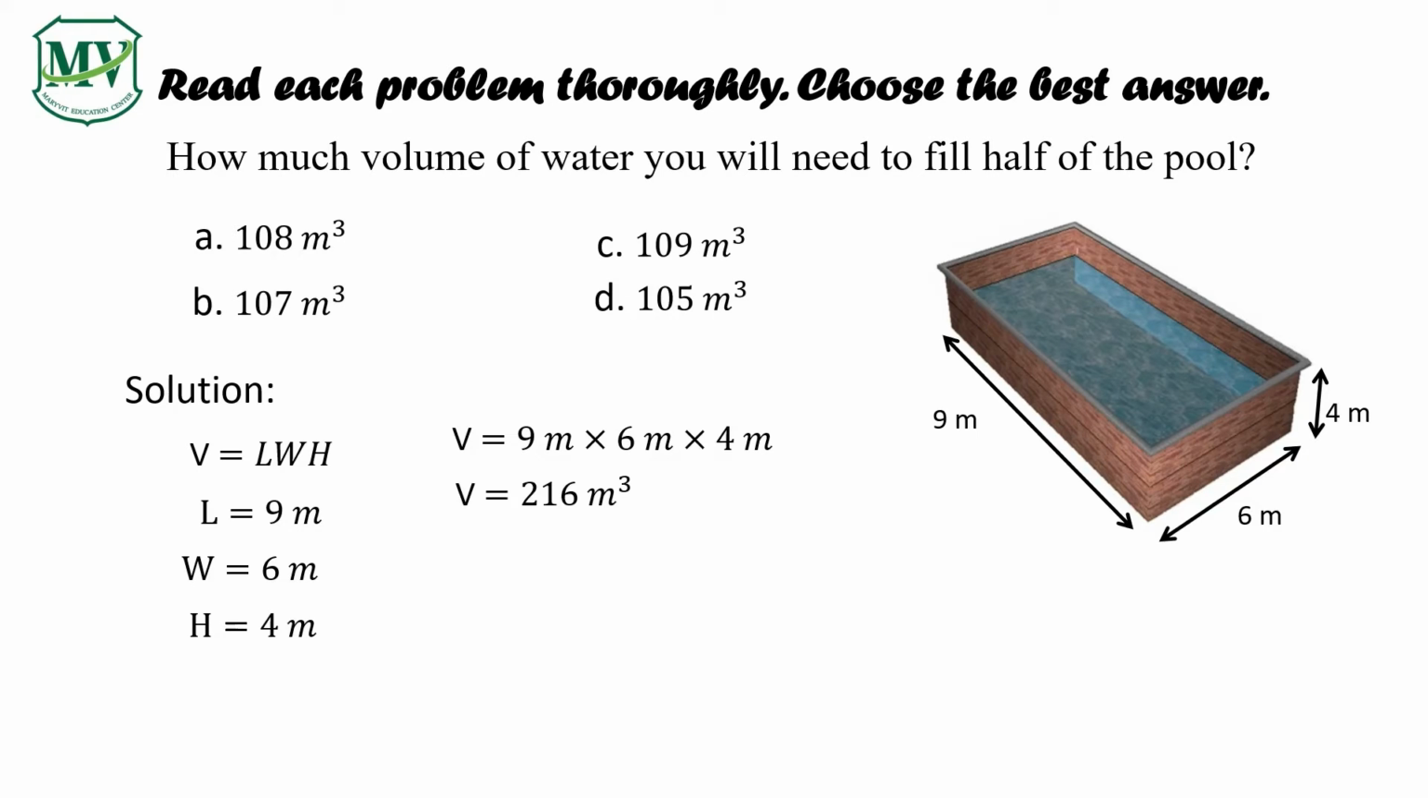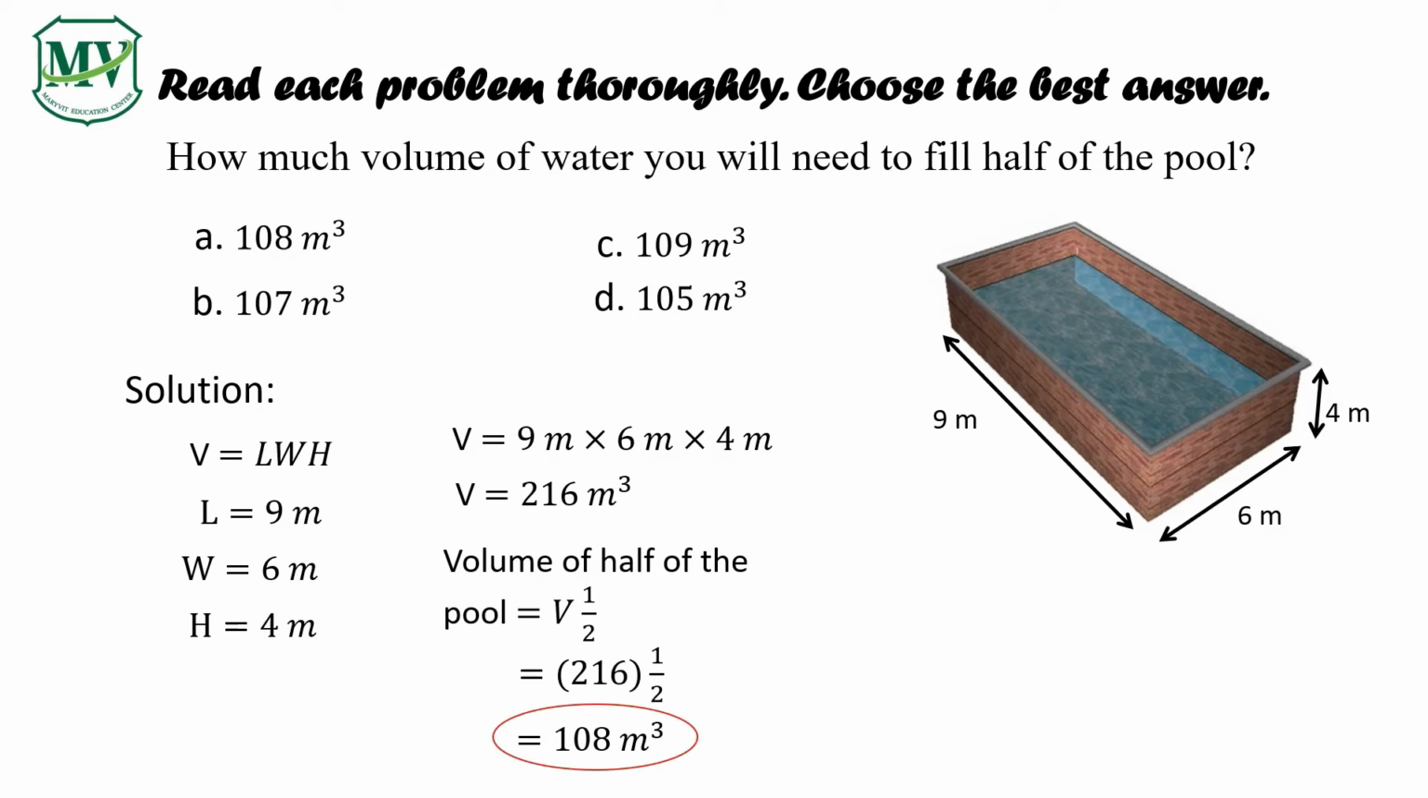So we have now the volume of the pool. And to find the volume of half of the pool, we use the formula V times 1 over 2. That is equal to the quantity of 216 times 1 over 2, which is equal to 108 m raised to 3. So the correct answer is letter A.